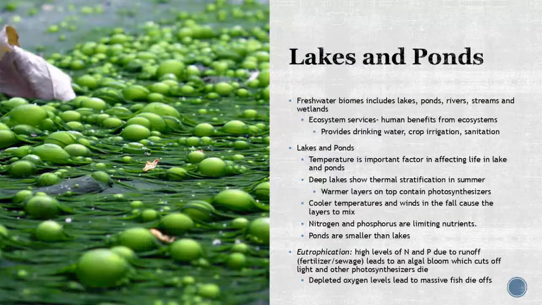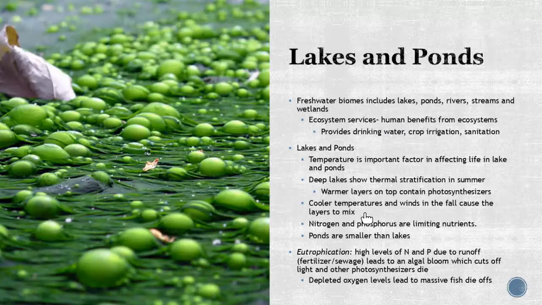Now your lakes and ponds are grouped together, so these are your freshwater biomes, and we'll talk about streams and wetlands on the next slide. We get a lot of ecosystem benefits from this because this is where we get our drinking water, use the water for crop irrigation, and runs our sanitation systems. Now temperature is going to play a key role in how the life in the lakes and ponds gets, because remember, stratification happens. So light can only go so far and temperature will only go so far either. The warmer layers are going to be on top, and that's probably where you're going to find most of the life. When you get to those cooler temperatures, it's going to cause the layers to mix a little bit, but then we're not going to see as much activity.